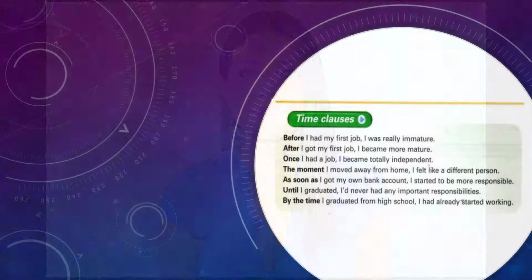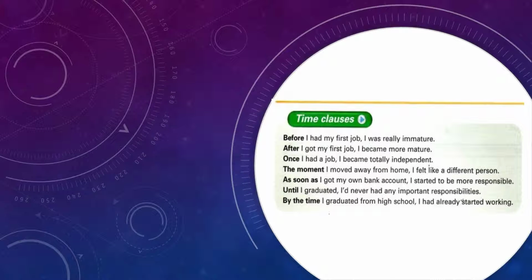Time clauses. Before I had my first job, I was really immature. After I got my first job, I became more mature. Once I had a job, I became totally independent. The moment I moved away from home, I felt like a different person.